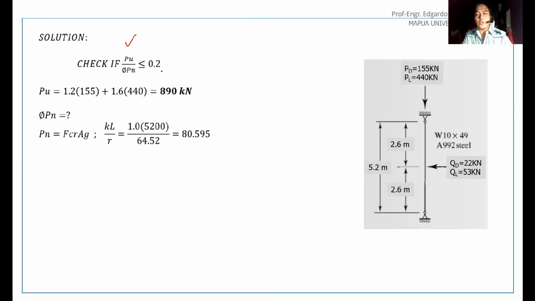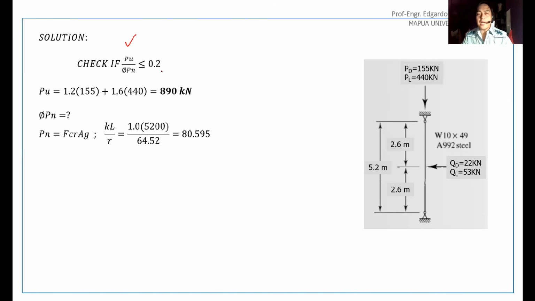So how do we do that? We have to check first the largest slenderness ratio of the member, KL over r. K is 1 since both ends are hinged, length is 5.2 meters, and r is the minimum radius of gyration. For this case, since no lateral support is provided on the column, the r minimum would correspond to ry. That ry of 64.52 was taken from the steel manual table. So we got 80.595 to be the largest slenderness ratio of this member.